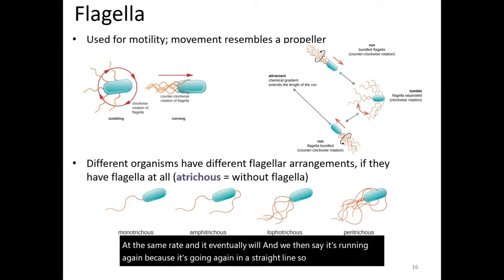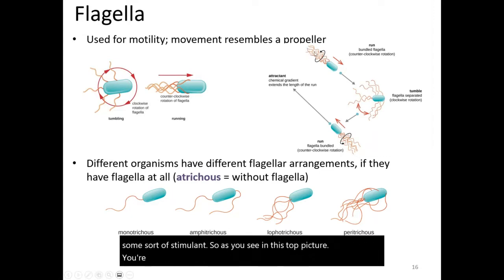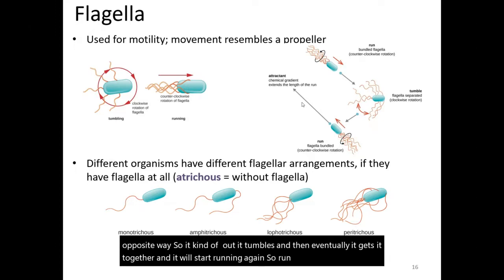So this is actually how bacteria can try to find foods or just be attracted to some sort of stimulant. So as you see in this top picture, the bacteria is running in one direction. For whatever reason, when it needs to change direction, the flagella try to move the opposite way, so it kind of spazzes out. It tumbles, and then eventually it gets it together, and it will start running again. So run and tumble are associated with flagella and their motion.